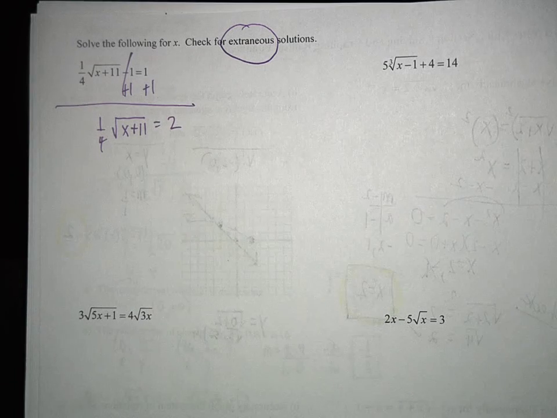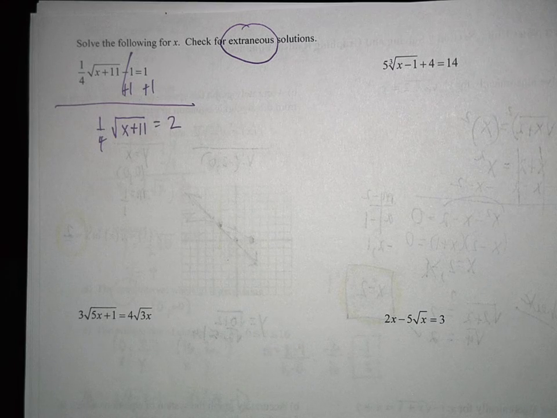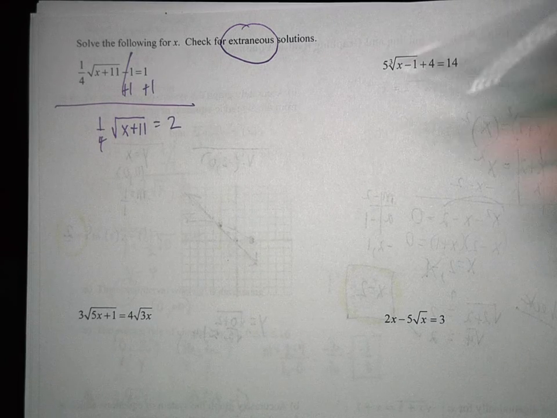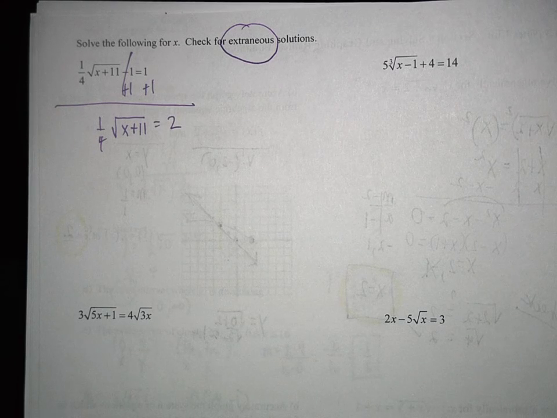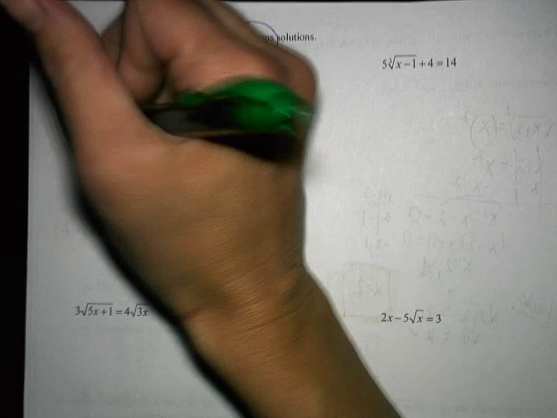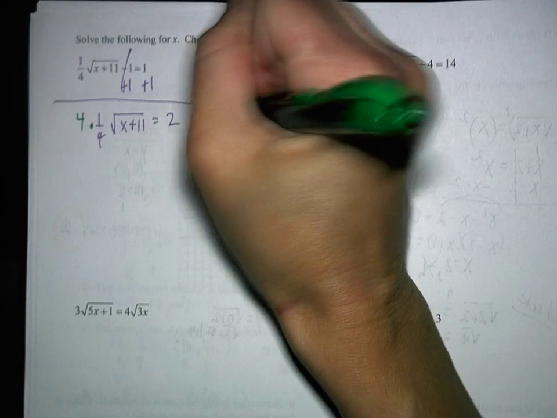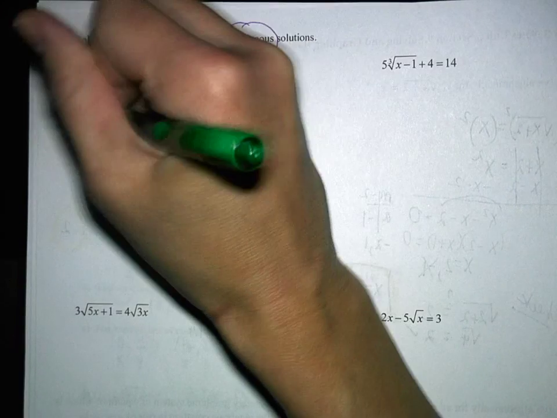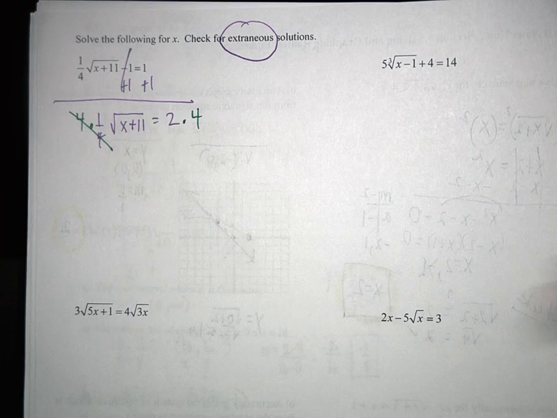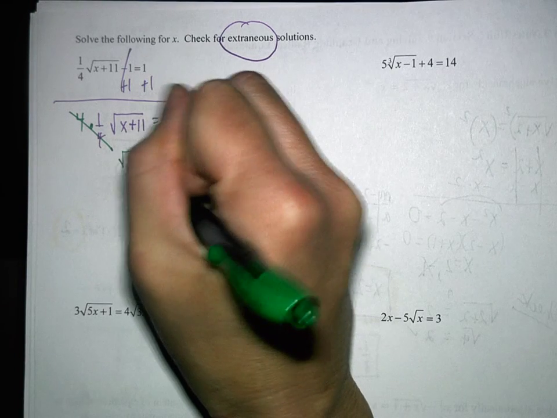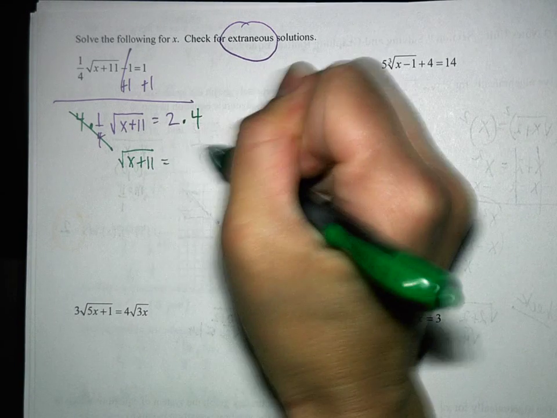Okay, what would I do next, Matt? Good. You could square both sides. Now, for me, I would prefer to multiply both sides by 4 in order to get rid of the fraction. But you could do it either way. You'll end up with the same answer. So I'm going to go ahead and multiply by 4 to both sides just so that it eliminates that fraction there. And so I have the square root of x plus 11 equals 8.